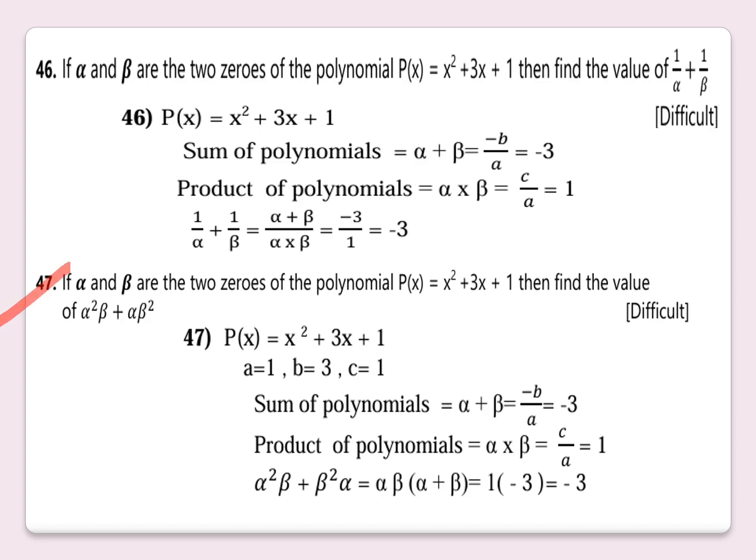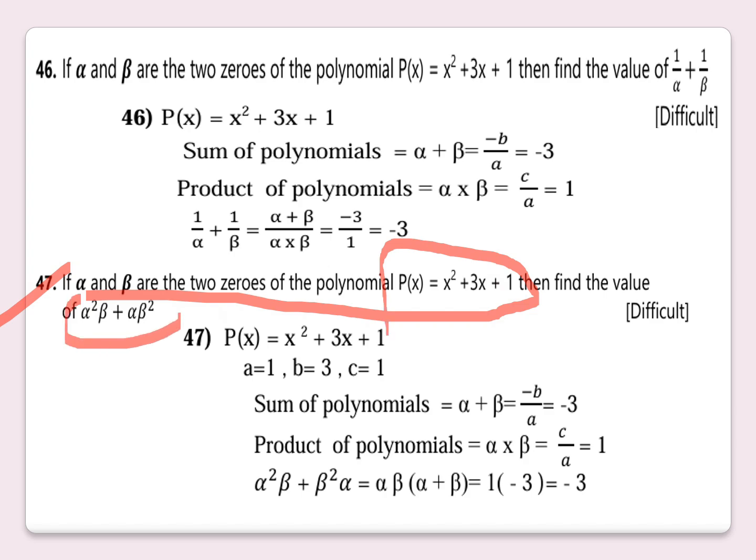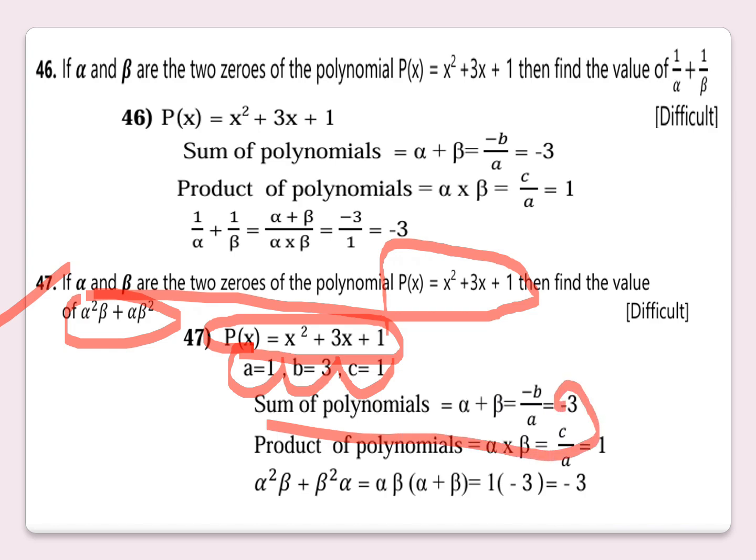Question number 47. If alpha and beta are the two zeros of the polynomial p of x is equal to x square plus 3x plus 1, then find the value of alpha square beta plus alpha beta square. Again here, p of x is x square plus 3x plus 1, a is equal to 1, b is equal to 3, c is equal to 1 in this equation. Sum of the zeros can be written as minus 3, product of the zeros can be written as 1.